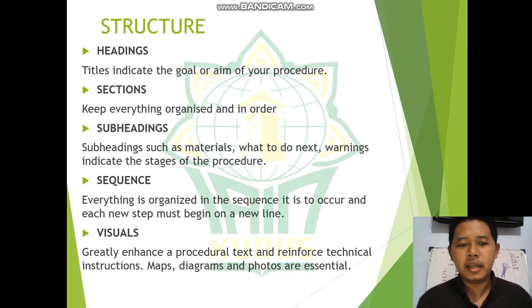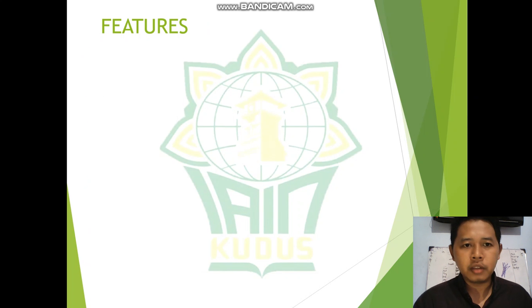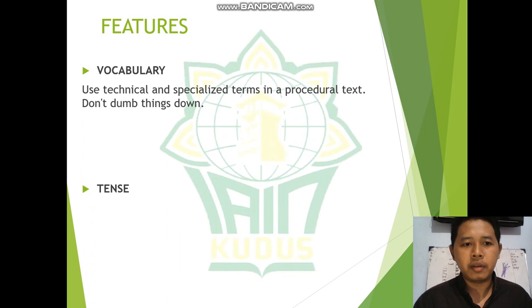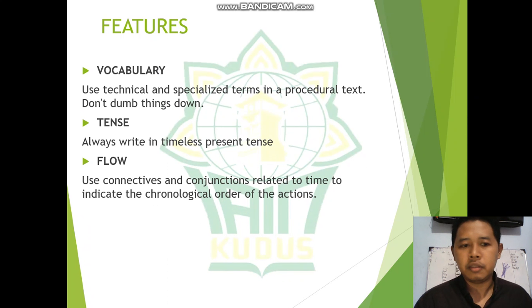Okay, it's the subheading. Also, it belongs to the sequence actually, that it must be step by step, right? So the subheading is just inside it. Visuals are additional, but also important in some cases. Maps, diagrams, and photos are also important when you want to make sure that the reader can get the idea perfectly. Moving on to the features, there are vocabulary, tense, and also the flow.